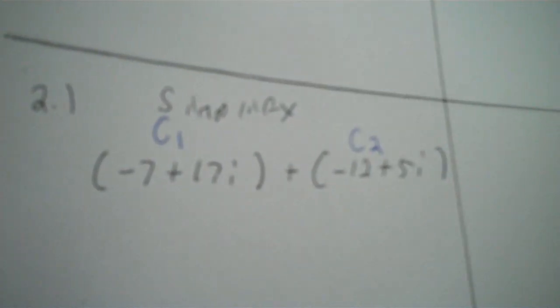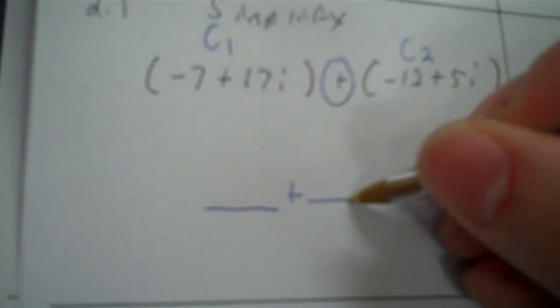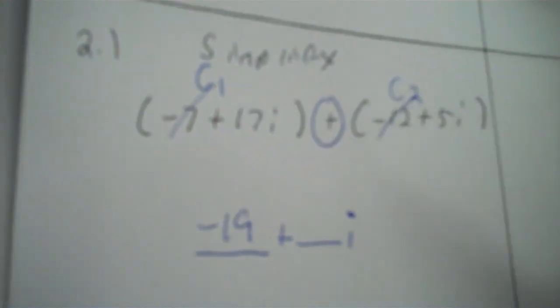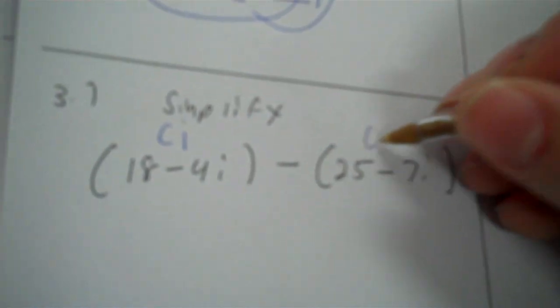Okay, simplify. Negative 7 plus 17i plus negative 12 plus 5i. This is complex number 1, complex number 2. Inside each quantity, when there's i involved, they're called complex numbers. We have a plus in between the two, so it's easy. We just combine the constants and the i's. So constants, negative 7 plus negative 12 is negative 19. And the i's, 17 plus 5 is 22. Easy.